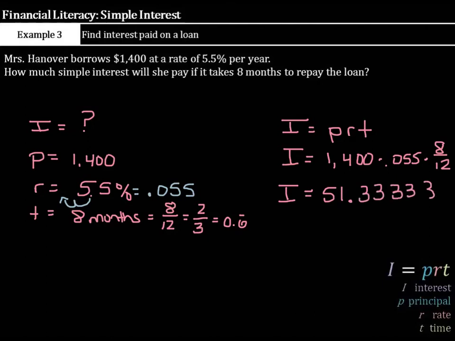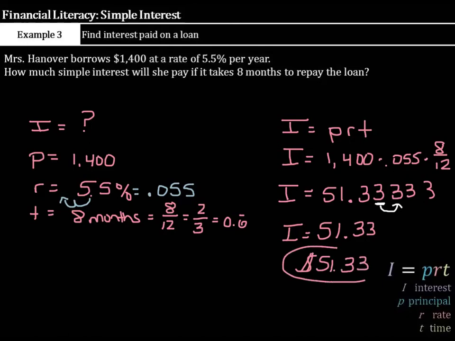3 repeating. Now to finish this, let's look at our pennies place, also known as our hundredths place, and the one next to it. Is the 3 in the thousands place going to round the 3 in the hundredths or pennies place up? No. So our final answer is interest equals 51 and 33/100ths, or, since we're dealing with money, $51.33. Again, remember to move your decimal place over for your percentage to get it as a decimal, and keep your months into years by writing it over 12.